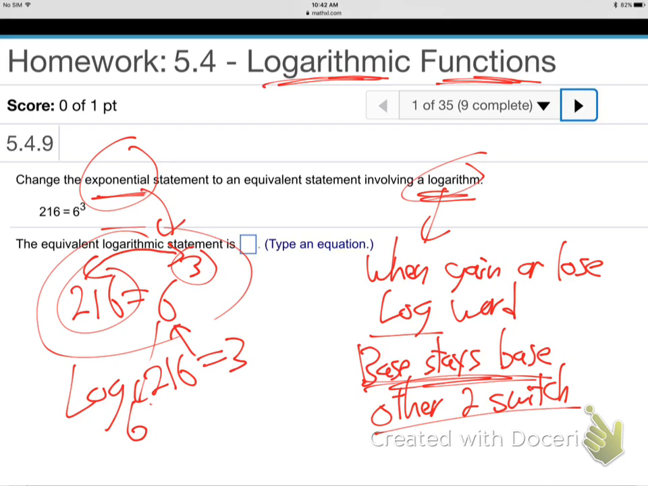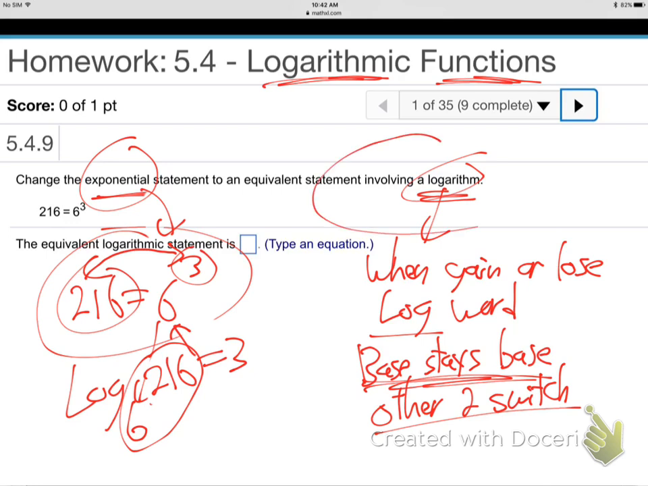It's really simple. Just the base stays the base. The other two just swap. That's all that happens. Instead of 6 to the 3, it's 6 to the 216. It sort of looks like 6 to the 216. It's meant to look that way. It's actually the inverse of that, but anyway, it's meant to look that way. That's correct. So that's all you do to change in or out.